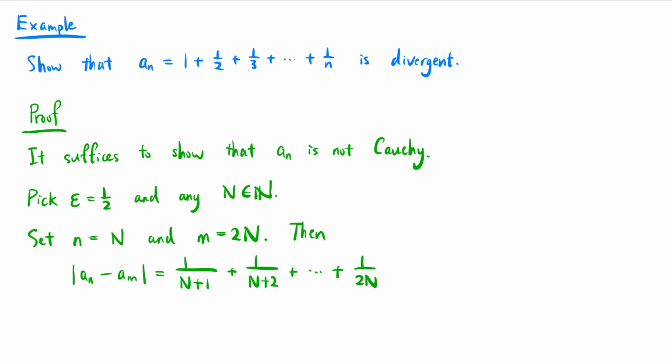Then the absolute value of a_n minus a_m is equal to 1 over n plus 1 plus 1 over n plus 2 plus up to 1 over 2n. Since each fraction is greater than or equal to 1 over 2n, and there are n fractions in total, the sum is greater than or equal to n times 1 over 2n. This equals 1/2, which equals epsilon. Hence, we have shown that for a certain value of epsilon, no matter what positive integer N you give me, we can find values of n and m such that the absolute value of a_n minus a_m is not less than epsilon. And this completes the proof.